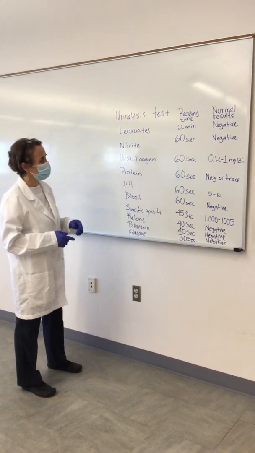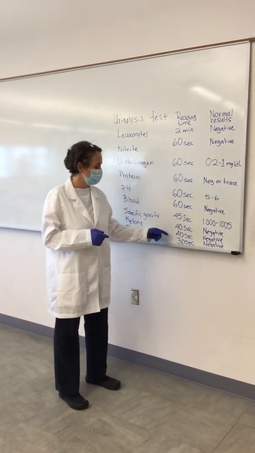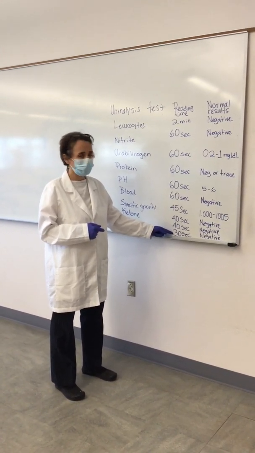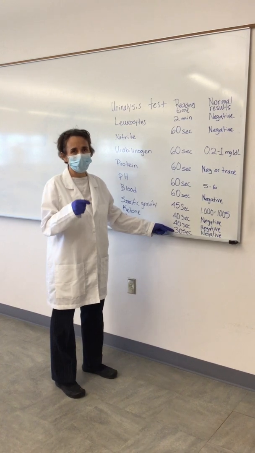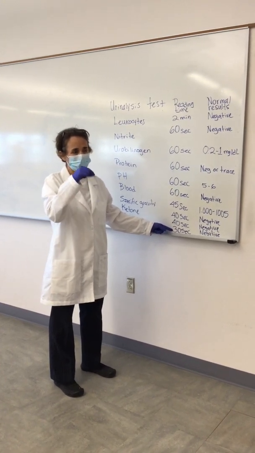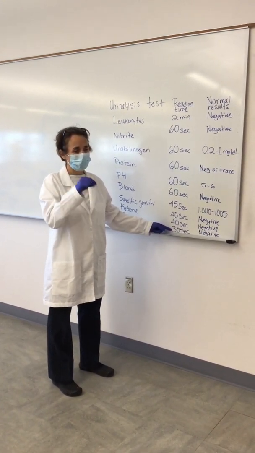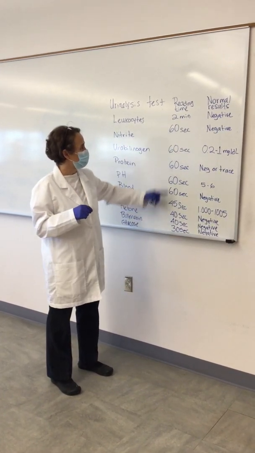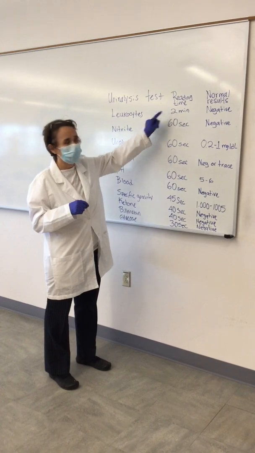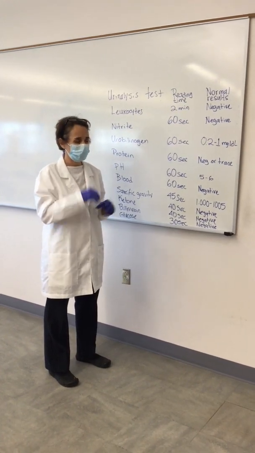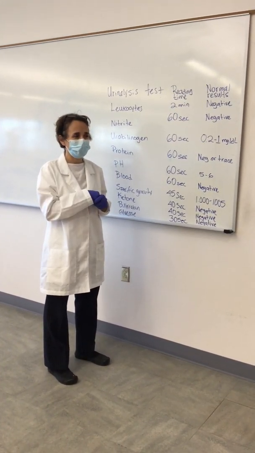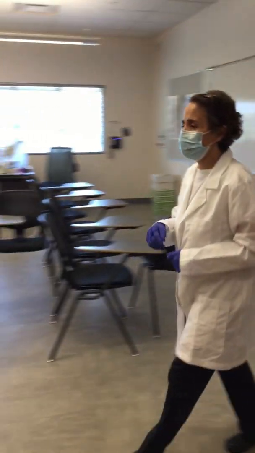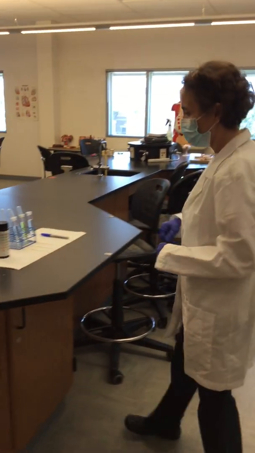Now, for reading the results of this test in the urinalysis, you will start reading from glucose, which you can read 30 seconds after you have dipped this test strip into the urine sample, going up to leukocytes, which can be read 2 minutes after you have dipped this strip into the urine sample. So now let's go to the countertop so we can see how the urinalysis is performed.